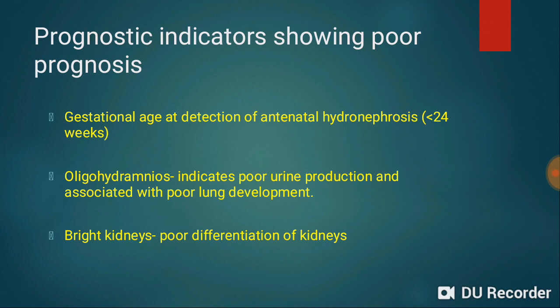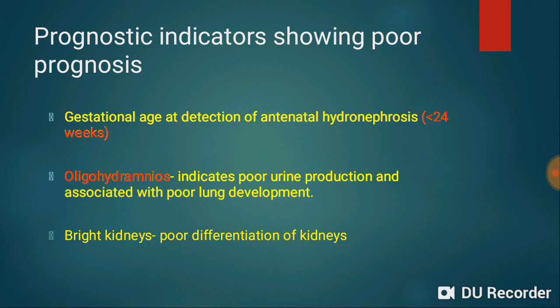Prognostic indicators show poor prognosis in case of antenatal hydronephrosis. This doesn't mean that it is pelviureteric junction obstruction. It only means that in antenatal hydronephrosis, poor prognosis is seen when the gestational age of detection of antenatal hydronephrosis is less than 24 weeks.